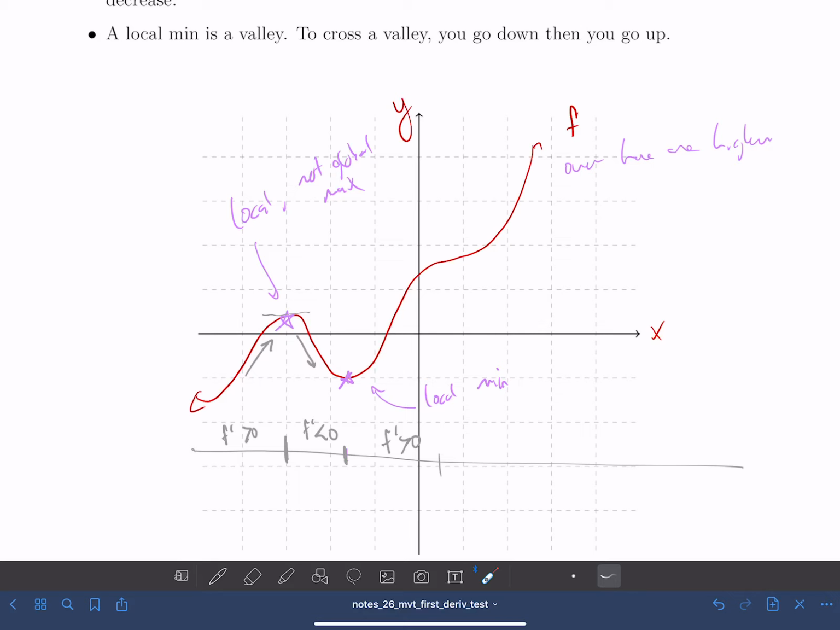Every local maximum goes increasing and then decreasing, because those are hills and valleys, and local mins and local maxes correspond to hills and valleys. It is possible that you have corners and cusps and things like that, and this behavior still works because you still have the critical points separating the intervals over which f prime is of uniform sign.